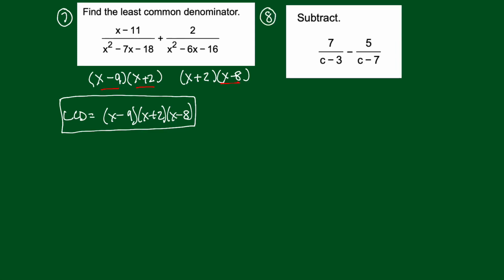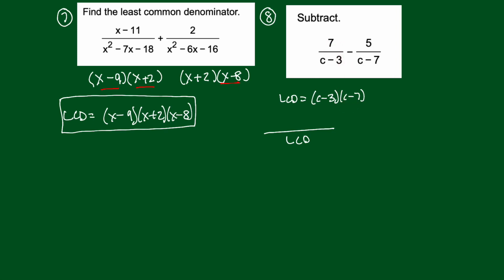Let's subtract these two rational expressions. So let's get the LCD. The LCD is going to be, I've got a c minus 3 and a c minus 7, right? So that's going to be our LCD. Now here's how I'm going to write this. I'm just going to write it as something over the LCD. Now, the way I do these is I look at the first one, compare the original denominator to the new one. What's missing? If I compare this, the original, to the new, what's missing is c minus 7. So I'm going to multiply top by c minus 7.